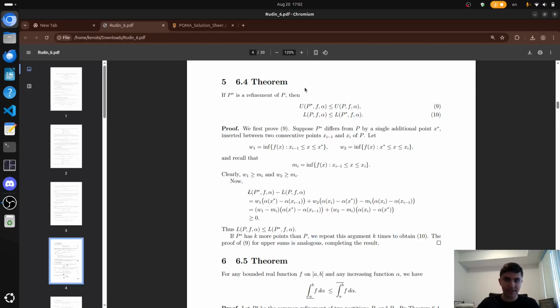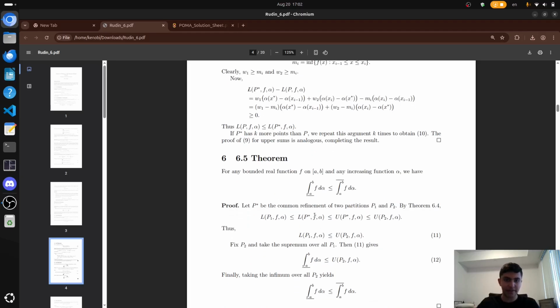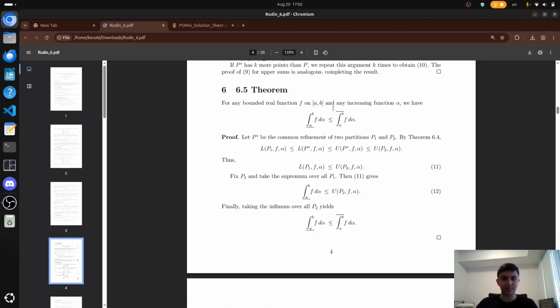And you can do the same thing for the upper sum. It's the same logic. Okay, let's move to the next theorem. For any bounded real function f on [a, b] and any increasing function alpha, we have that the lower Riemann-Stieltjes integral is less than or equal to the upper Riemann-Stieltjes integral.